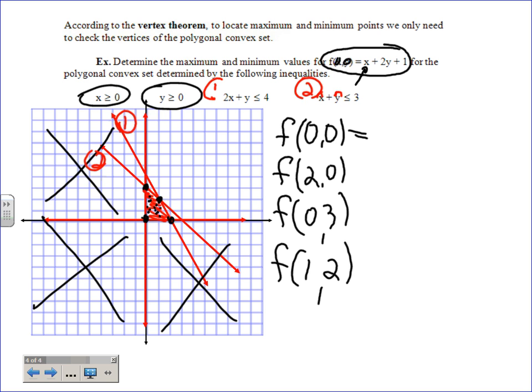You put a 0 there, you put a 0 there, you get 1. Should I do the same thing to get 2, 0? Well, similar, but not exactly the same, right? What you're going to do is for x's, you're going to put in 2. So right there, I'm going to put a 2. And right here, I'm going to put 0. So the end answer is 2 plus 0 plus 1, which is 3.